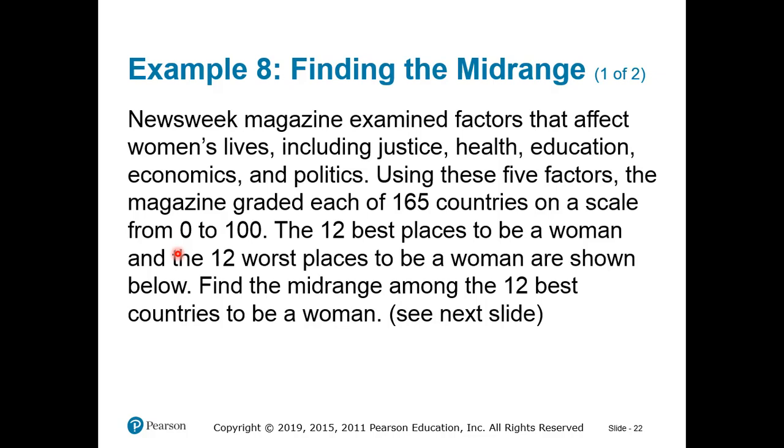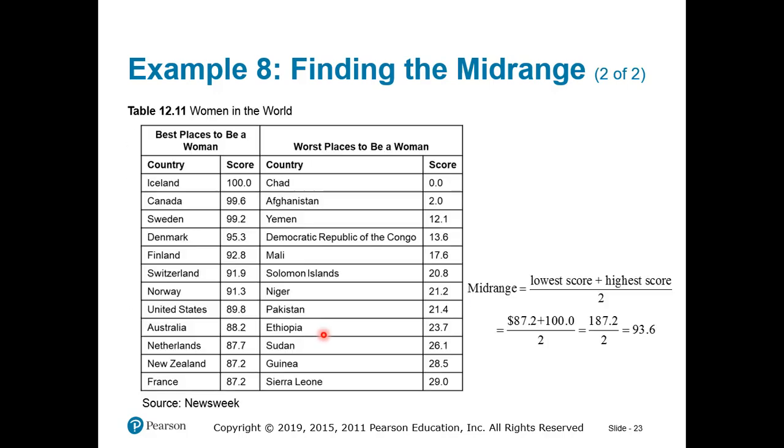Okay, so in this case here, we have a Newsweek magazine that examines factors that affect women's lives, including justice, health, education, economics, and politics. Using these 5 factors, the magazine graded each of 165 countries on a scale from 0 to 100. The 12 best places to be a woman and the 12 worst places to be a woman are shown on the next slide. Okay, so find the mid-range among the 12 best countries to be a woman.